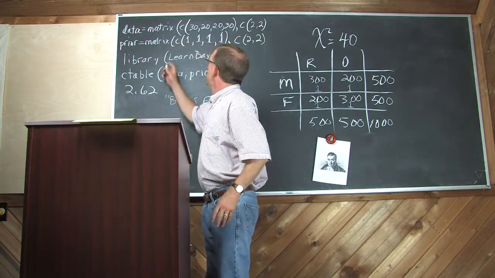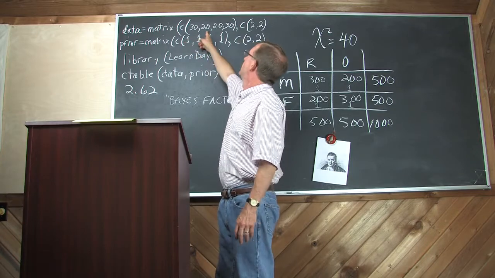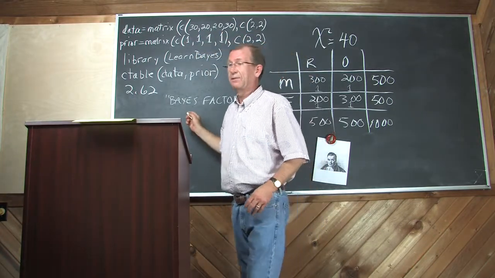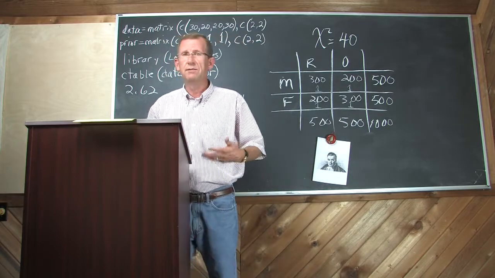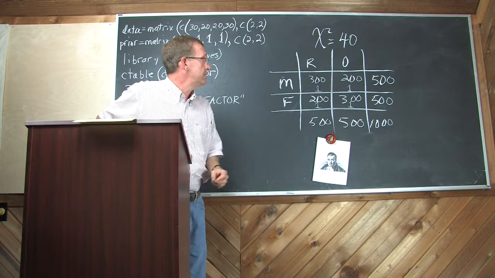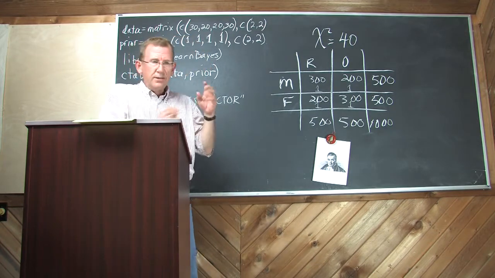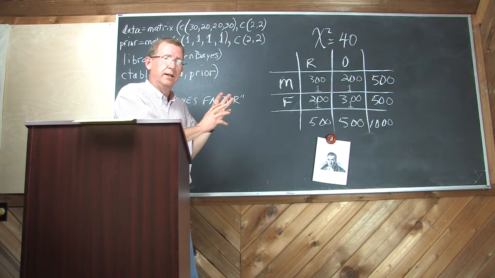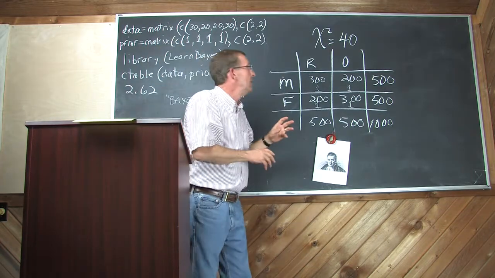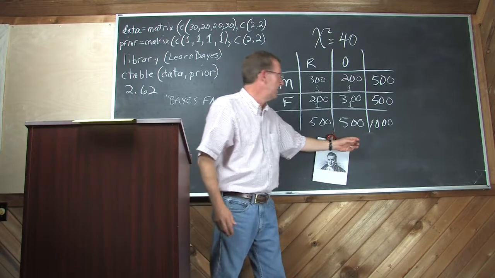If when you make this matrix you make it 300, 200, 200, 300, and so on, you're going to find a gigantic Bayes factor. I wouldn't even guess at it. Maybe 6, 7 million, something like that. Gigantically significant. These are powerful relationships inside the cells of the table. Very powerful relationships that are not illustrated well with 100 observations.